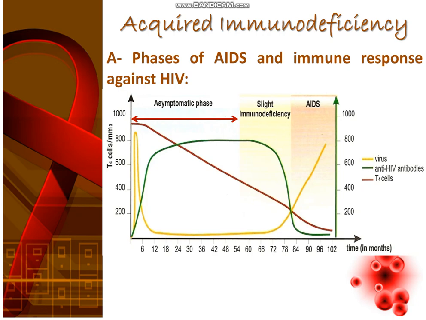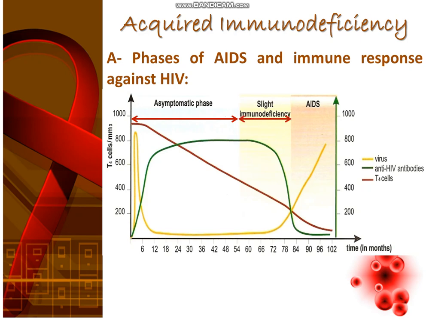What about the T4 lymphocytes? The virus kills the T4 lymphocytes, and the immune system tries to replace them by other new ones. But when it loses this capacity, the number of T4 lymphocytes starts to decrease. But during the asymptomatic phase, there are enough T4 lymphocytes to induce an effective immune response against the virus.